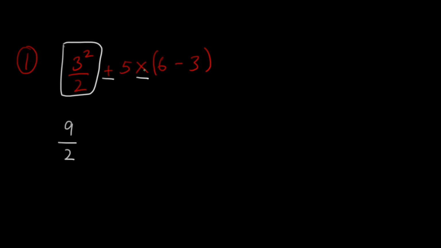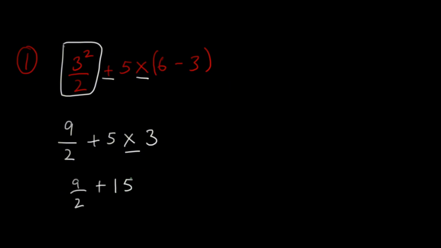But it can't multiply by the 6 because there's parentheses. So we're just going to write down plus 5 times, and then we're going to put a bracket, 6 minus 3, which is 3. Once you simplify, the bracket goes away, and we can rewrite it as 5 times 3. Now again, multiplication has priority over addition, so we're going to do 5 times 3, which is 15.